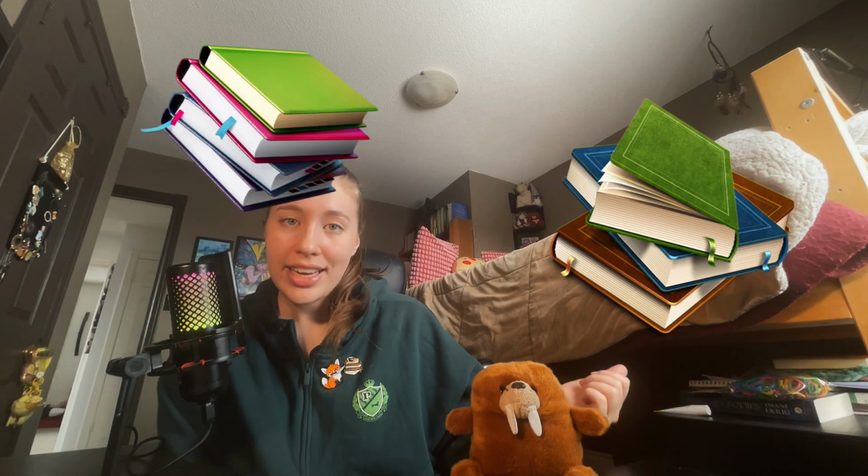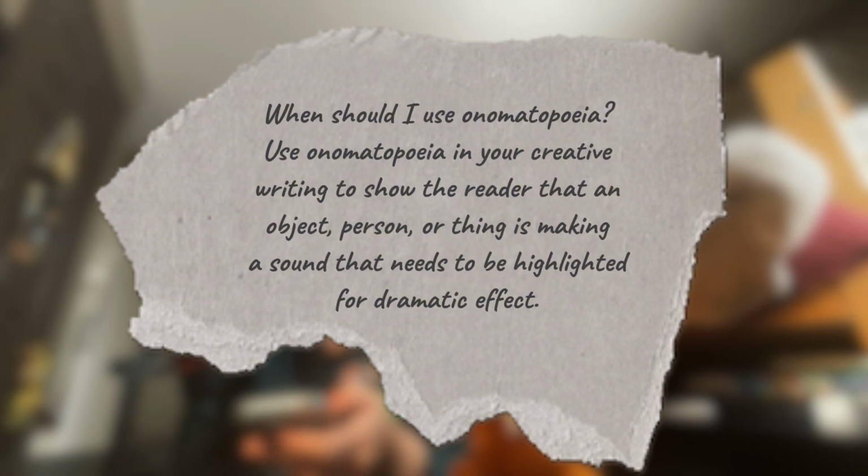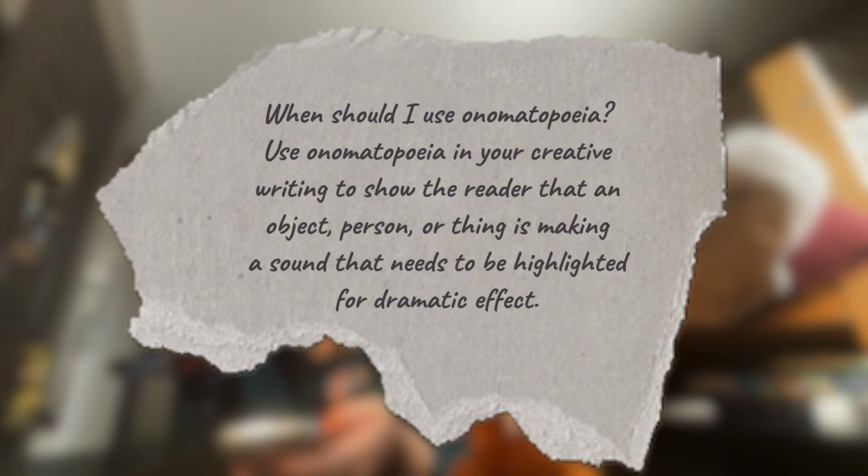So now that we know what onomatopoeia is and why it is so important in literature, text, poetry, prose, when should I be using it? When should I use onomatopoeia? Use onomatopoeia in your creative writing to show the reader that an object, person, or thing is making a sound that needs to be highlighted for dramatic effect. Onomatopoeia in writing really draws the reader's attention to a certain sound. So when it's used correctly, it can really amp up the atmosphere and the dramatics of a given story.